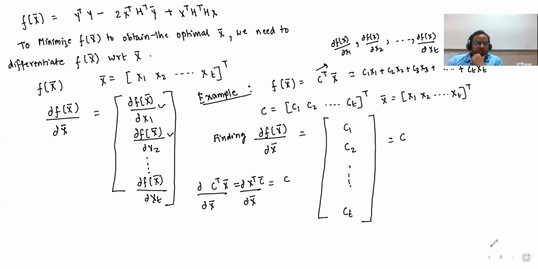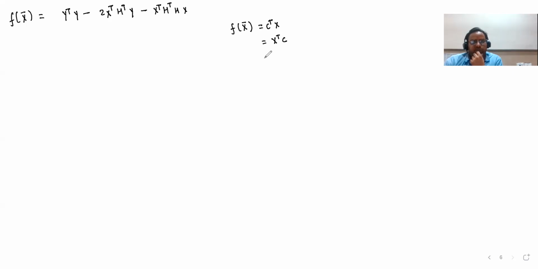Suppose we have to write the function that we had already written here. So we have f of x bar, and that will be equal to y transpose y minus 2 x transpose H transpose y, minus the last term, x transpose H transpose H x. And the concept we are going to use is that if we have a function f of x that is given as C transpose x, or that can also be written as x transpose C, the differential of this function with respect to x becomes equal to C. This is what we are going to use.